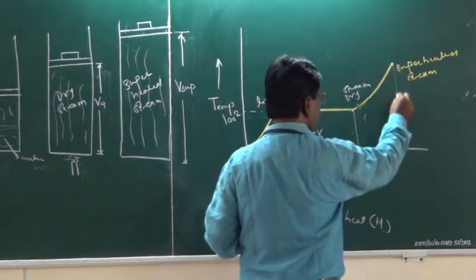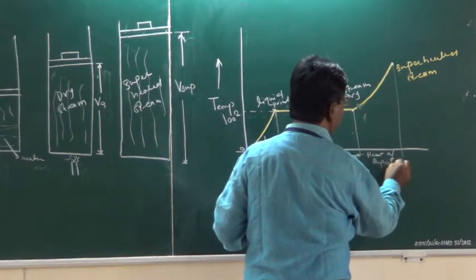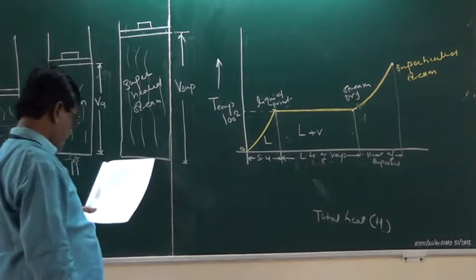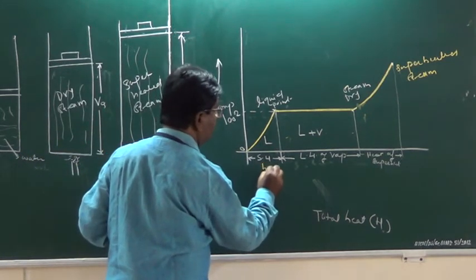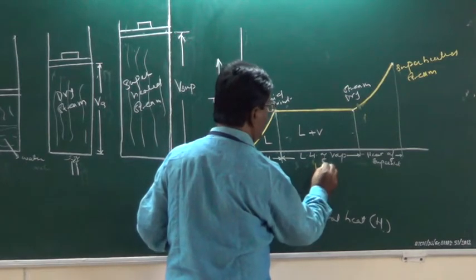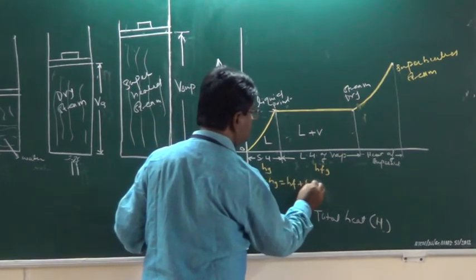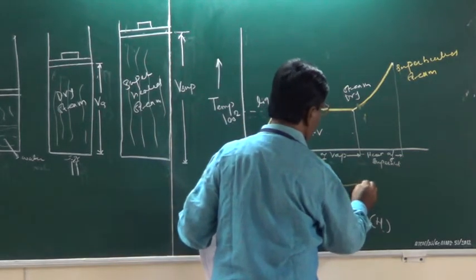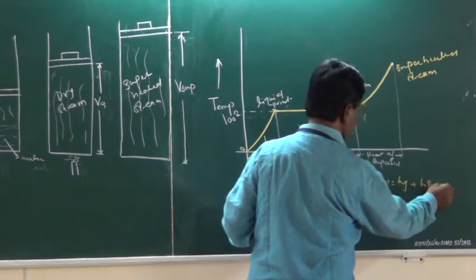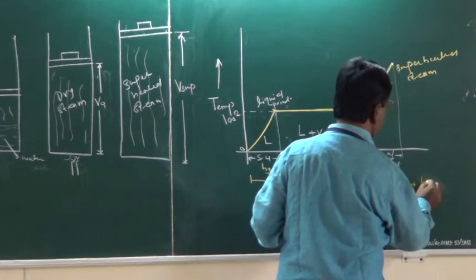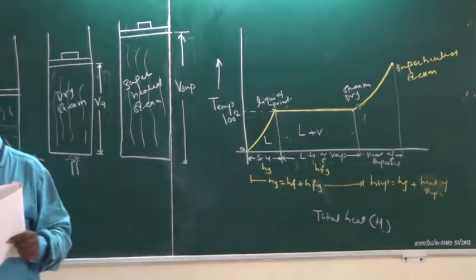This is the heat of superheat. We call this the heat of superheat, and the notation for this sensible heat is Hf. This latent heat of vaporization is Hfg, and this Hg is equal to Hf plus Hfg, and here Hsup is equal to Hg plus the heat of superheat. Because after dry steam, heat is converted into superheat.